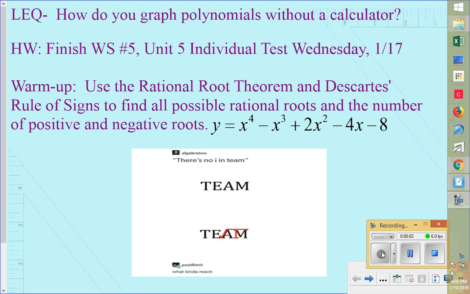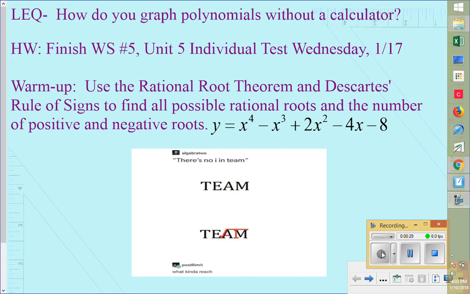Today is day 18 of Unit 5. We started today with this warm-up. There was a handout provided for the warm-up, but if you don't have that, I think I attached it to Schoology. But if you don't have that, you can just copy down the equation and then use the equation to find rational root theorem and Descartes' rule of signs.